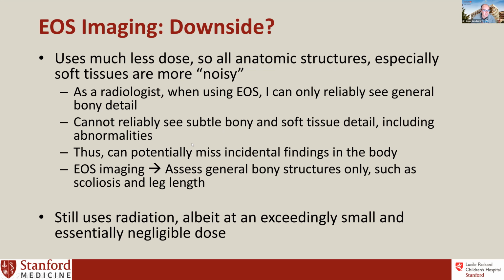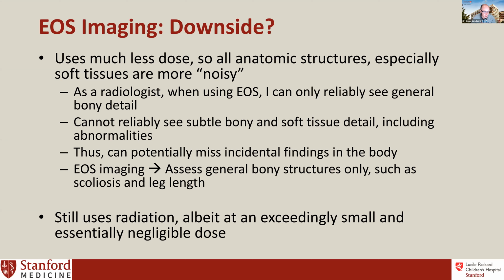There is some other downside because it's a much lower dose. I'm unable to see all the anatomic structures as well. And the images are more, quote unquote, noisy. It's just we don't use as much dose, more or less. So, as a radiologist, when using EOS, I can only reliably see the general bony detail, but when we're getting this for scoliosis, that's the general point. So I won't be able to see random incidental findings at times. I've obviously picked up things, but it's not guaranteed I will pick it up using the EOS technology.